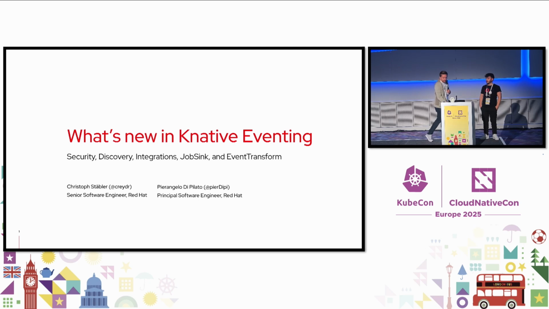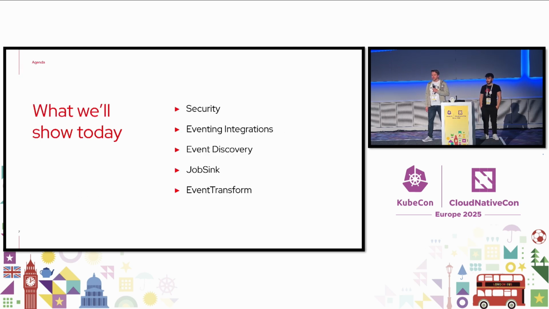So let's see what we have on the agenda for today and what we'll show you. First, we'll give you a quick update on the latest eventing security features, including support for transport encryption and authorization. Afterwards, we show the latest updates on eventing integrations, how you, for example, can connect to third-party services like AWS SQS now natively with eventing.